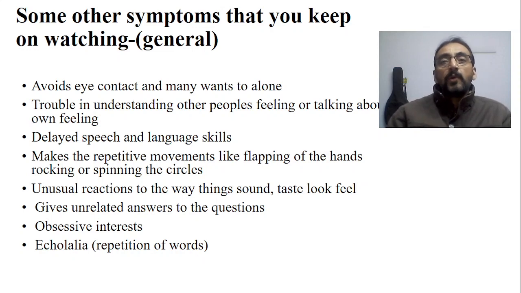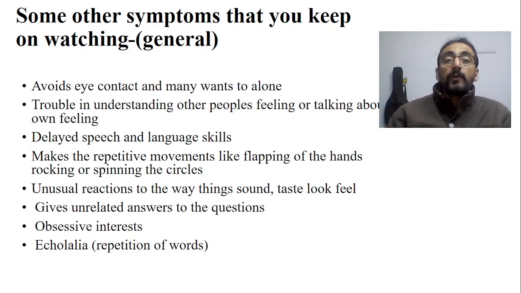The next one is trouble in understanding other people's feelings or talking about one's own feelings. This is very important. Whether the child is facing any problem in understanding what other people are saying, what they are conveying, or what commands they are giving, and whether the child is able to understand this or has any problem in understanding. So this point has to be continuously watched.